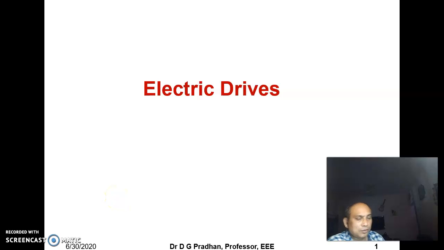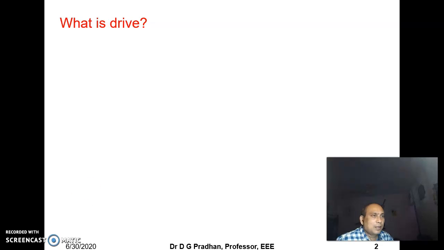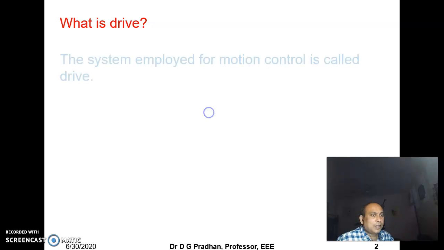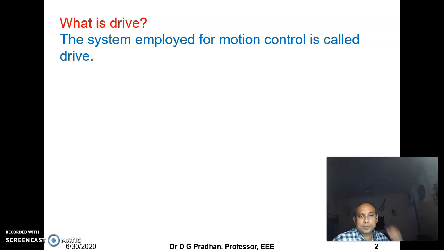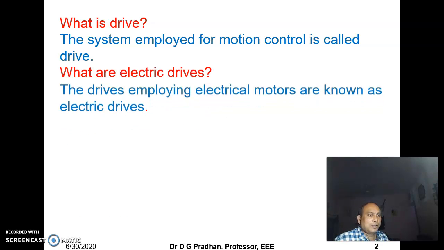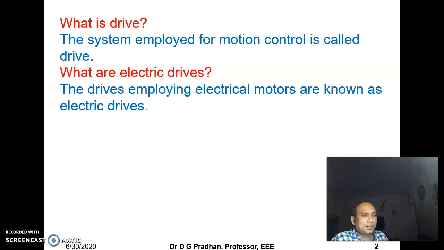In continuation to the previous class, last class we discussed the introduction to power semiconductor drives. So quickly we'll do some recap. What is a drive, then what are electrical drives? Drive means the system employed for motion control is called a drive. Electrical drives means the drives employing electrical motors are known as electrical drives.